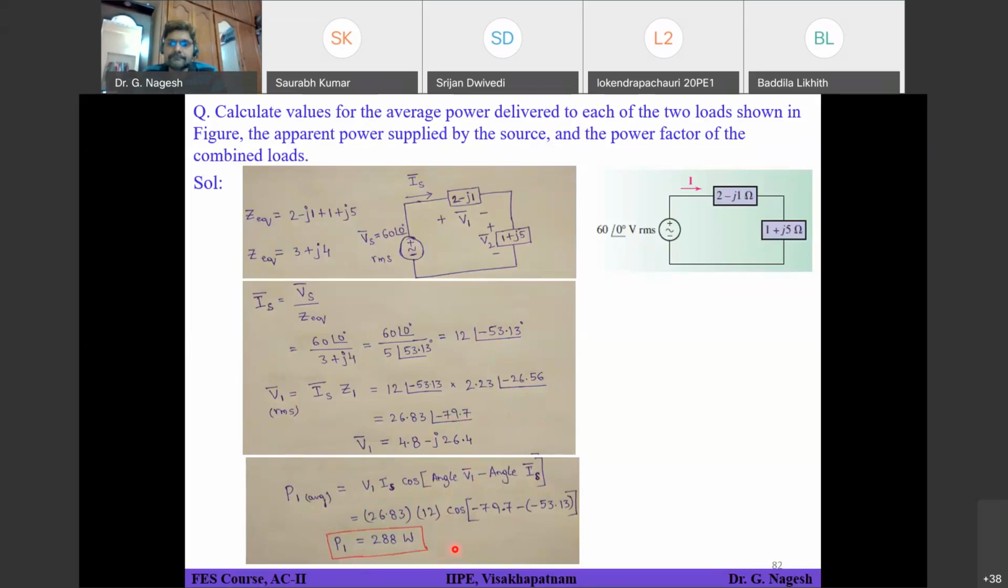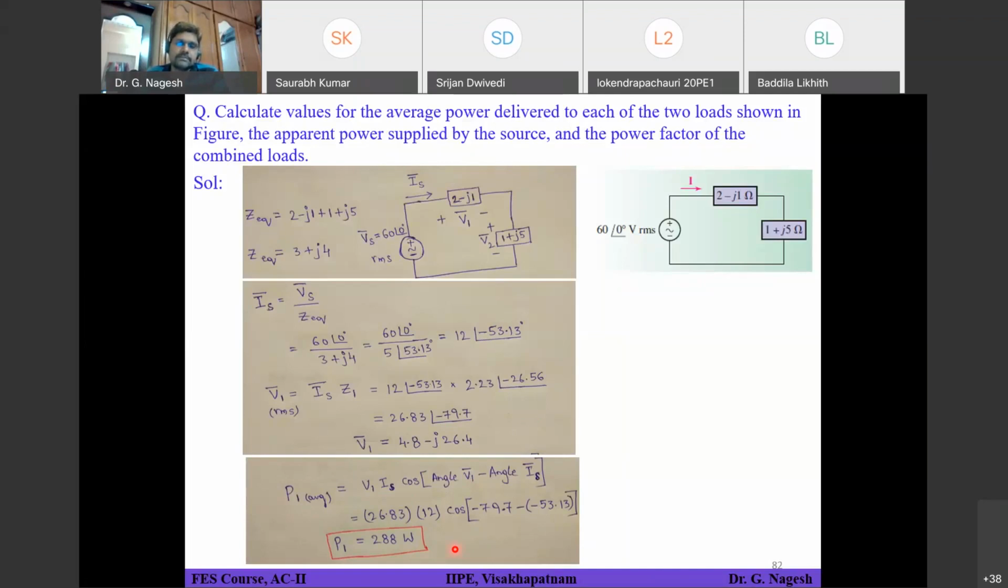Is it clear to everyone how to calculate P1? Yes, sir. Or does anyone have any doubt with regards to the angle shown here? Any doubt? Okay, so P1 is this value, 288 watts, the average power consumed by load 1. Next, try to calculate the average power consumed by load 2, that means 1 plus J5 ohms.